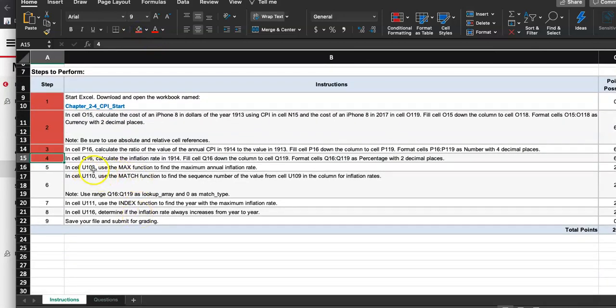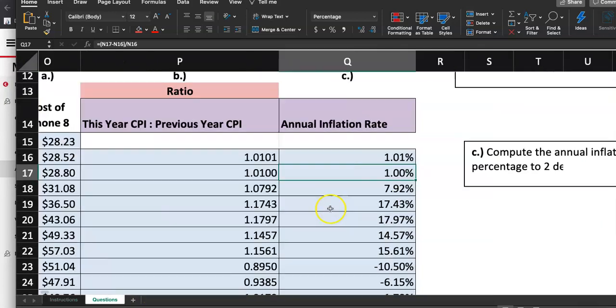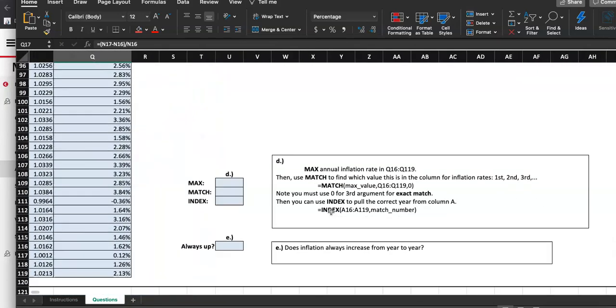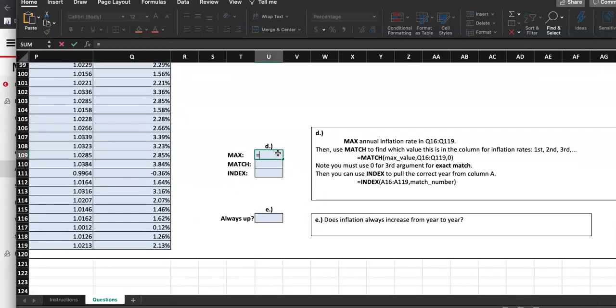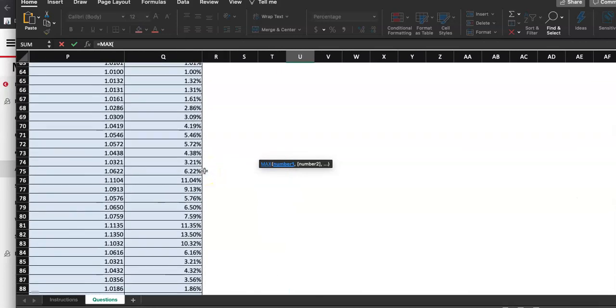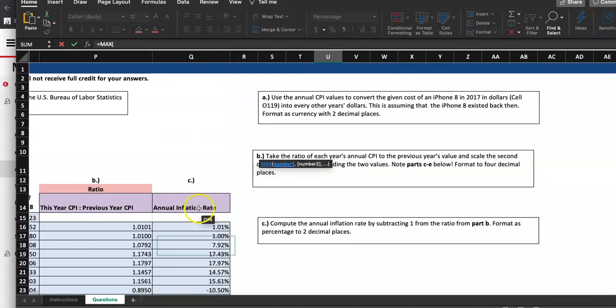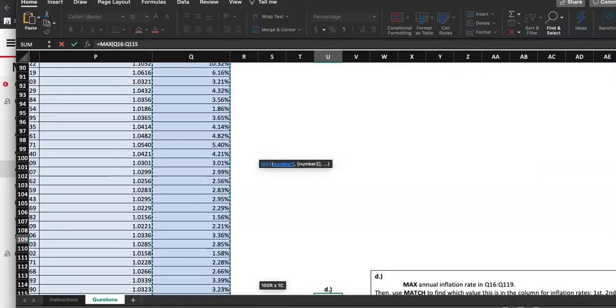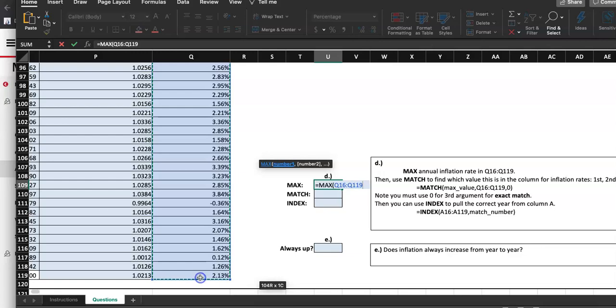In step U109, they want you to use the max function to find the maximum annual inflation rate. Okay, so let's go to, where is the cell they wanted? Here it is. Type in equal sign and type in max for the max function. Open up the max function. They wanted the maximum inflation rate, right? Now we just found the inflation rates, and those are all saved in Q15 all the way down. So select that range, Q15 all the way down to Q119.